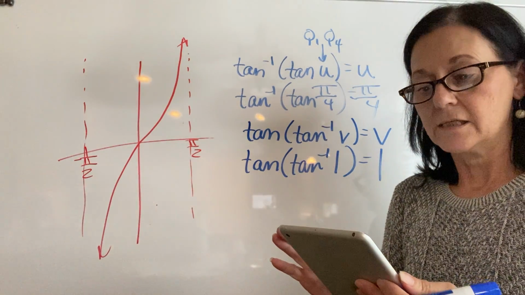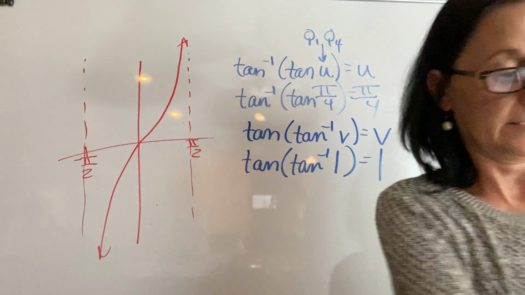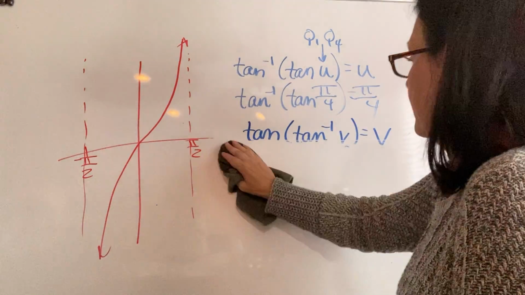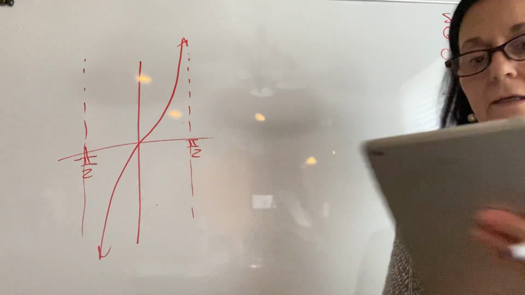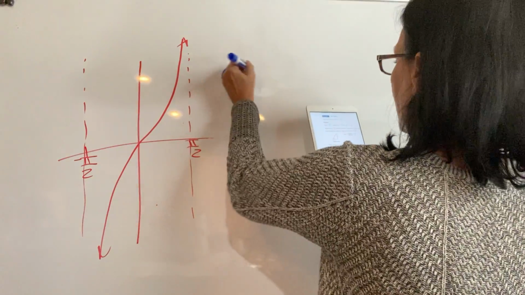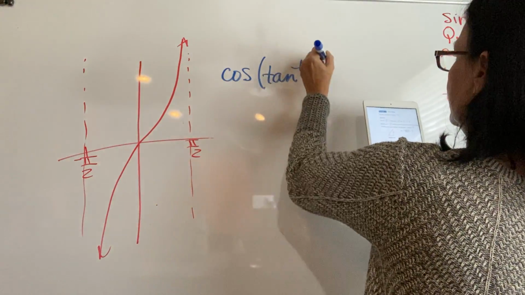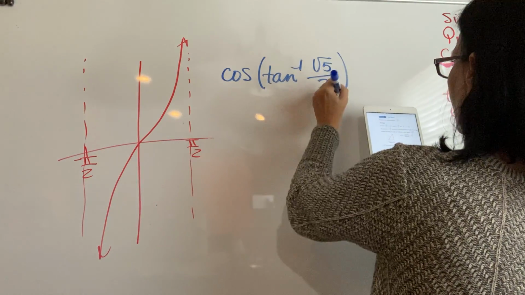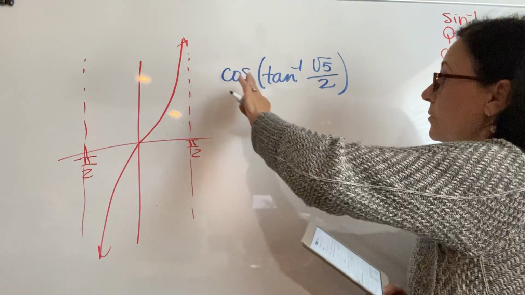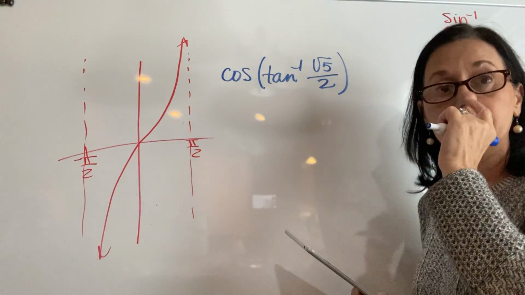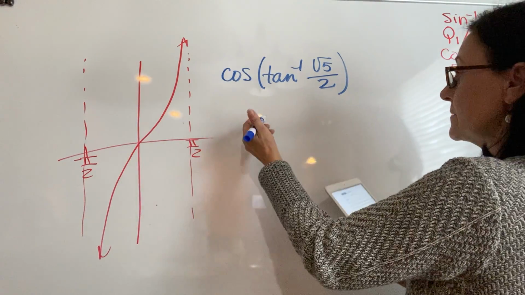All right, so let's apply this with example 6. And then I'm going to work a few problems from your homework. All right, so it's the cosine of the inverse tan of square root of 5 over 2. When it's the inverse, we're looking in quadrant 1 and quadrant 4. This is in the first quadrant because it's positive.